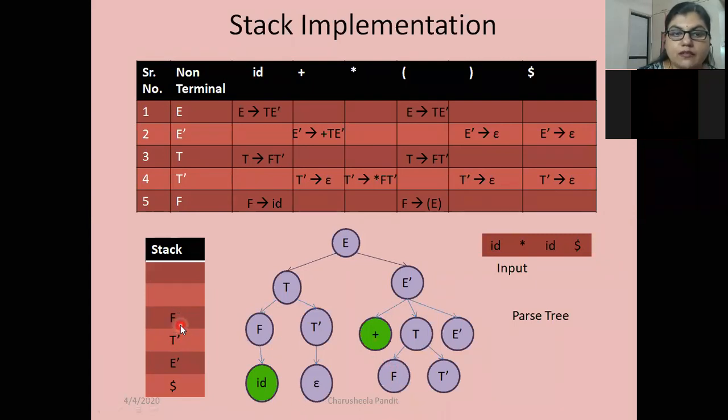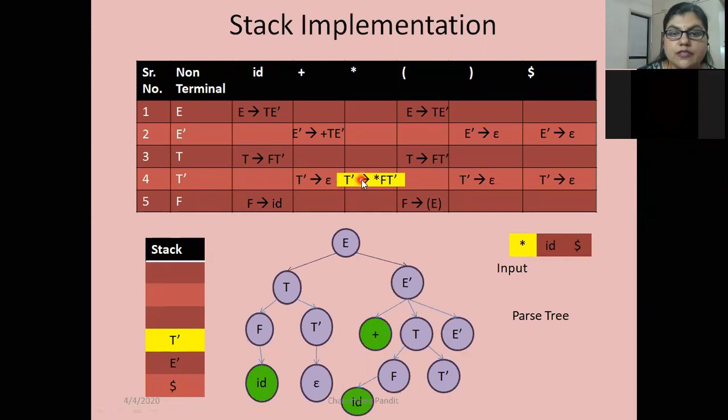So F and ID. Again, F is the topmost symbol, ID is the current input symbol. So F at row, ID at column. So F gets expanded to ID. Now we got ID and ID. The input symbol is ID, and on the top of the stack you have ID, both are matching. So we will move our pointer to the next input symbol, that is star, and we will pop the ID from the stack. So the topmost symbol in the stack is T dash and the current input symbol is star.